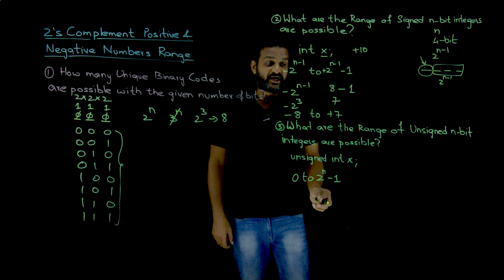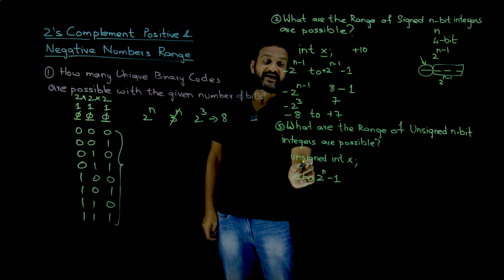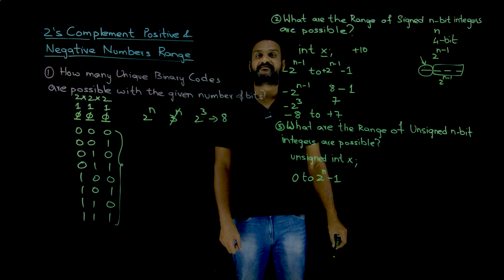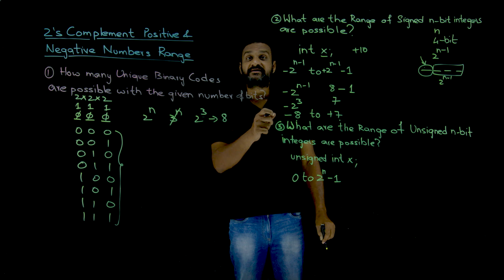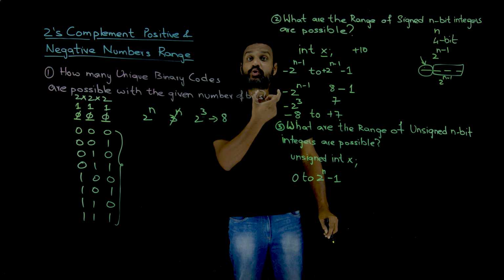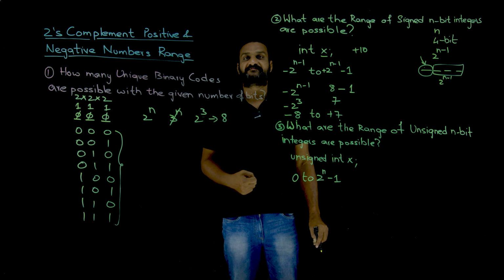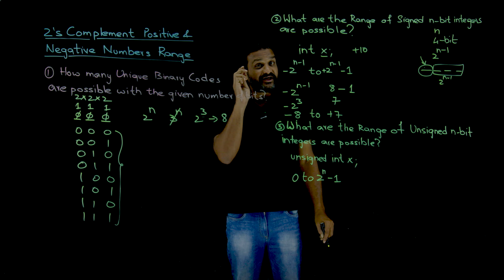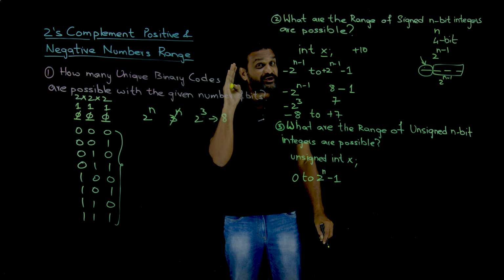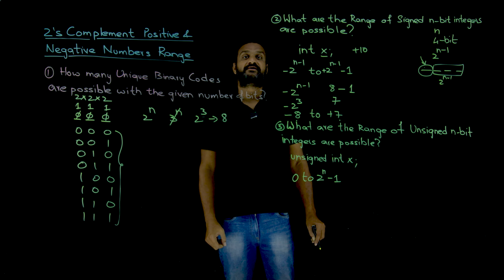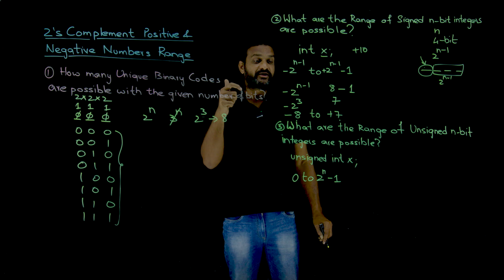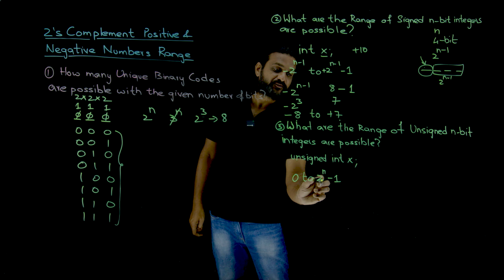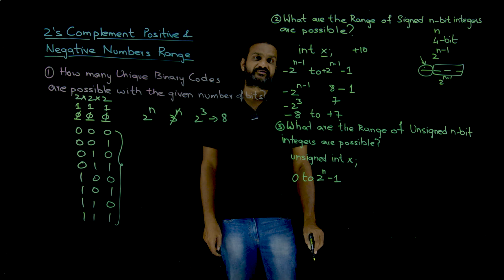What it means is, if a variable X is declared as unsigned int, it means only positive numbers. What is the range of positive numbers that are possible? Can you guess that? It is from 0 to 2 power n minus 1. How did we get that?